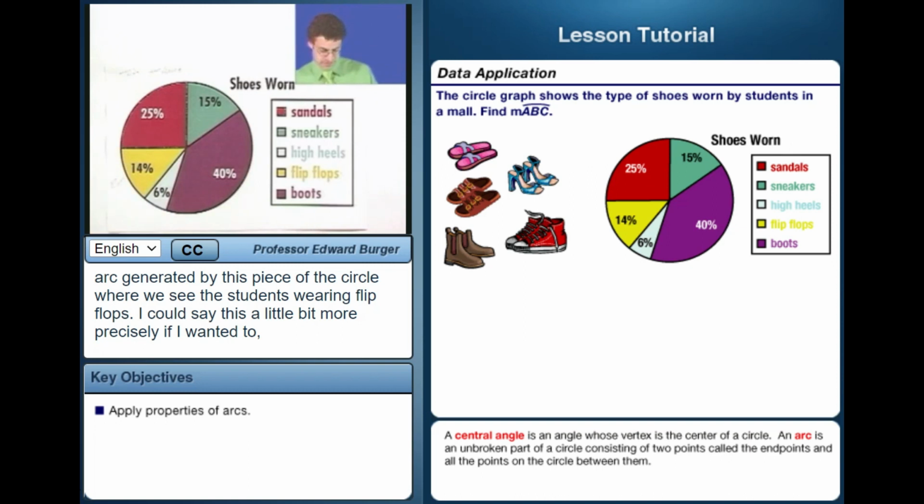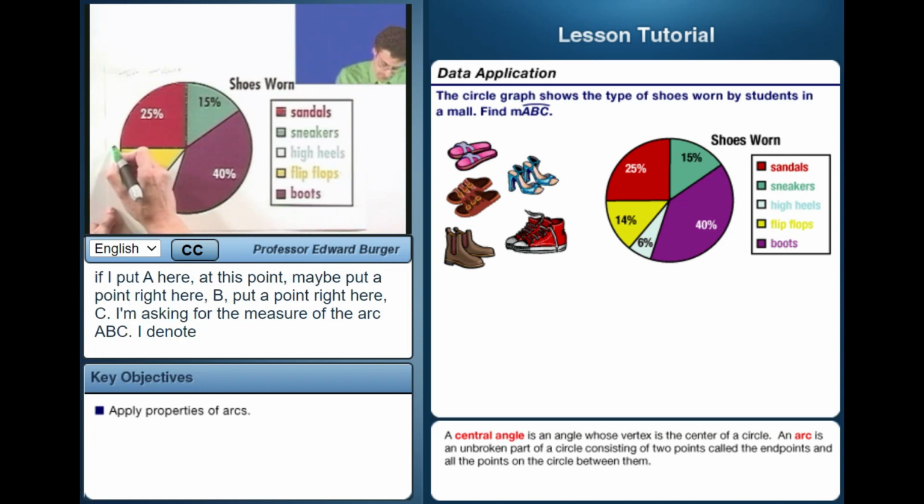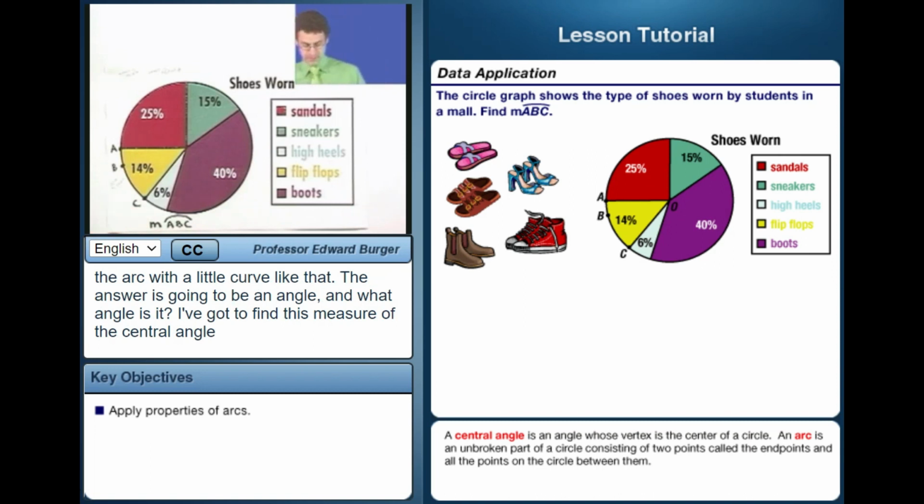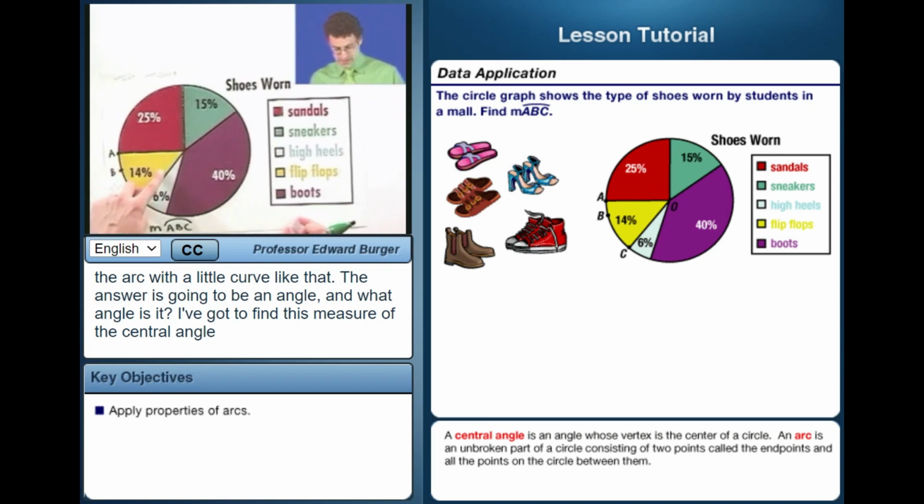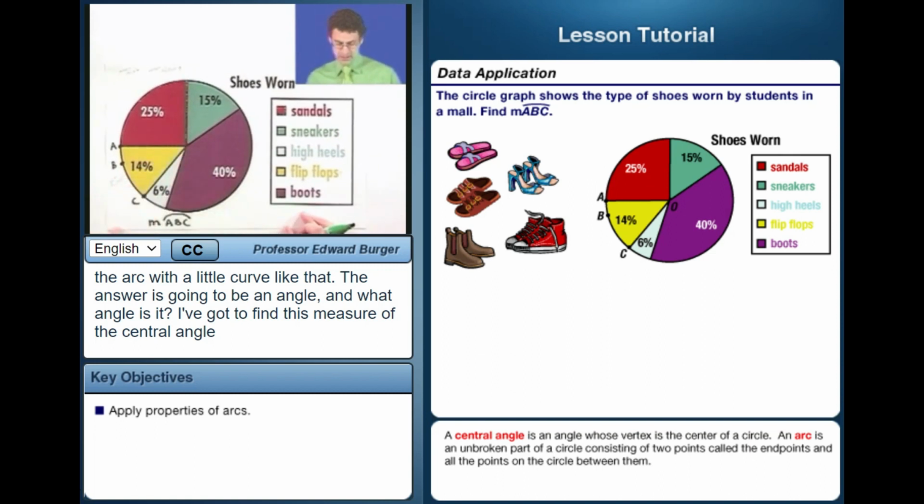I could say this a little more precisely. If I put A here as this point, a point right here, B, and a point right here, C, I'm asking for the measure of the arc ABC. I denote the arc with a little curve like that. The answer is going to be an angle. What angle is it? I've got to find the measure of the central angle here. How do I do that?